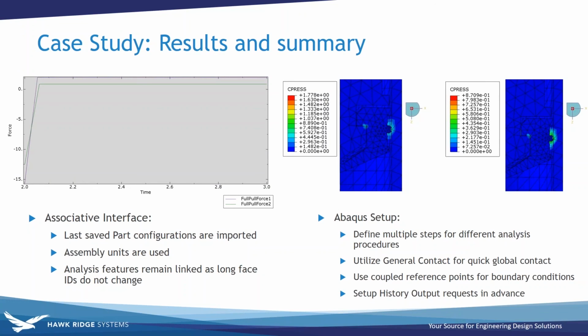You don't have to worry about parts coming in way oversized compared to other ones. And then as long as you're keeping those face IDs the same, just the same as you would in SOLIDWORKS, your analysis features are all going to remain linked up. As far as Abaqus goes, those main differences between this and SOLIDWORKS are definitely that ability to create steps, the general contact for quick global contact, using those reference points to move things around to control those degrees of freedom, and then making sure that you set up those history outputs in advance just so that you can request that data without having to save out a bunch of stuff that you don't need.